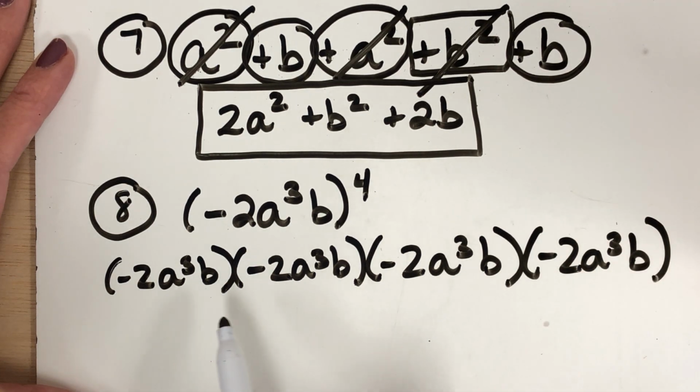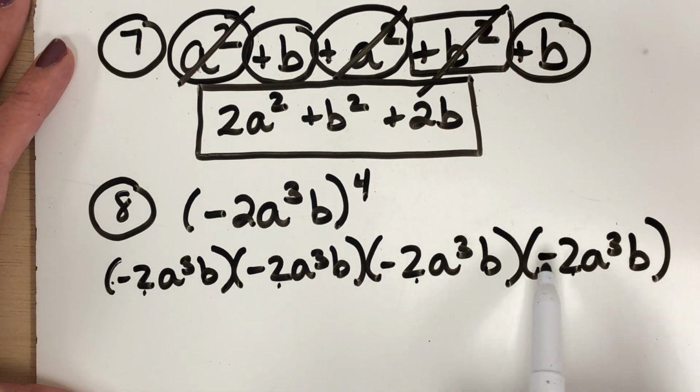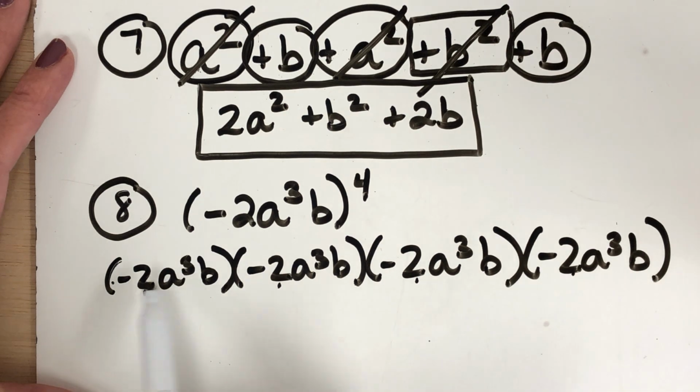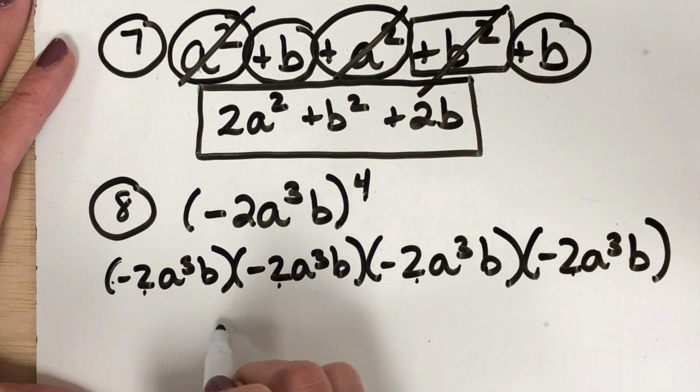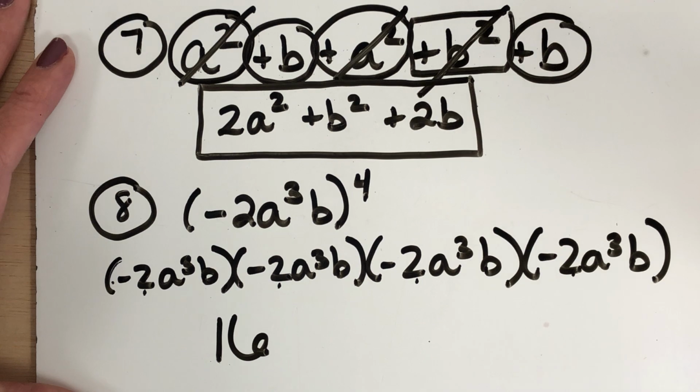And from there I'm going to multiply my coefficients. So negative 2 times negative 2 times negative 2 times negative 2. I have an even number of negatives, so I know I'm going to get a positive. 2 times 2 times 2 times 2. 2 times 2 is 4, times 2 is 8, times 2 is 16. My coefficient will be 16.